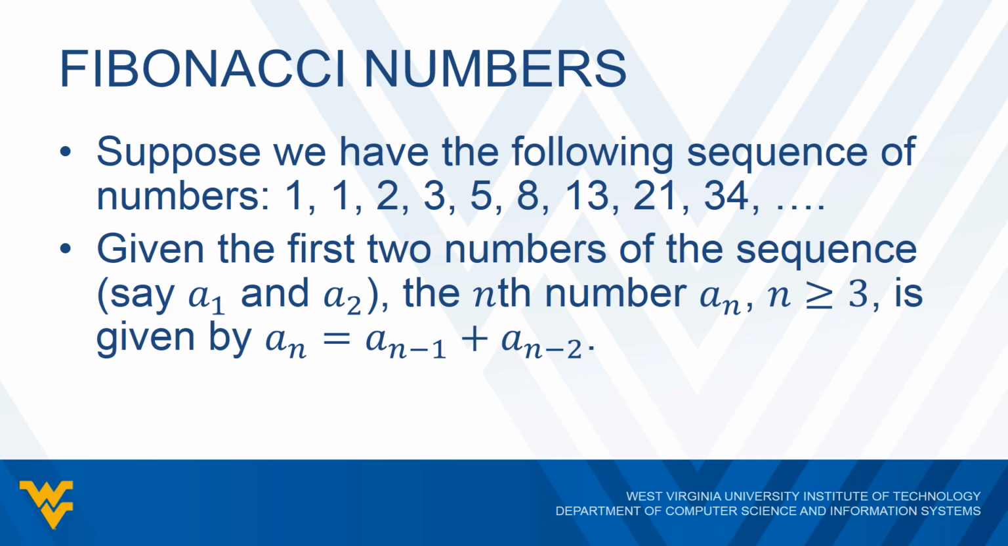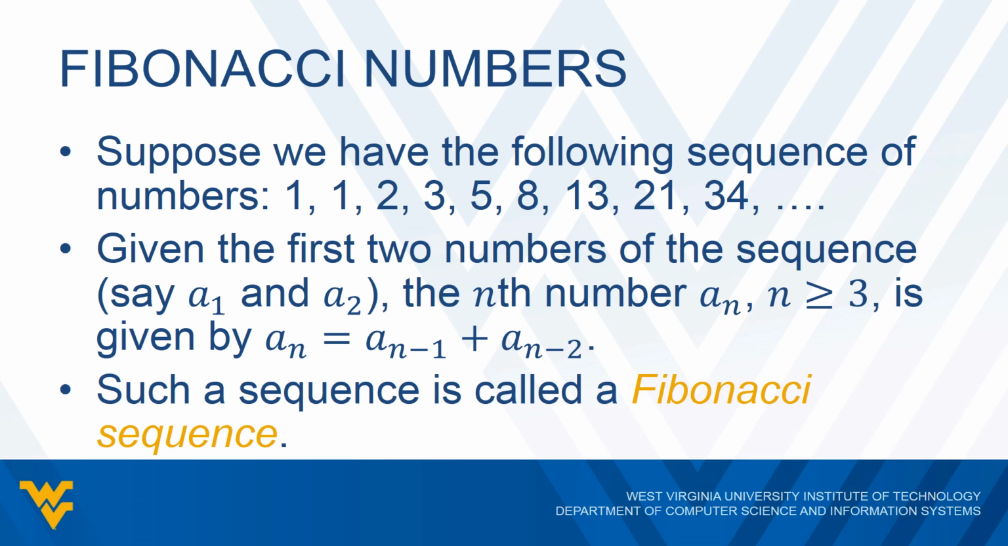So we're basically saying that the third number of the sequence is the sum of the first two numbers. The fourth number of the sequence is the sum of the second and third numbers. And the fifth number of the sequence is the sum of the third and fourth numbers, and so forth. This type of sequence is a special sequence that we call the Fibonacci sequence.